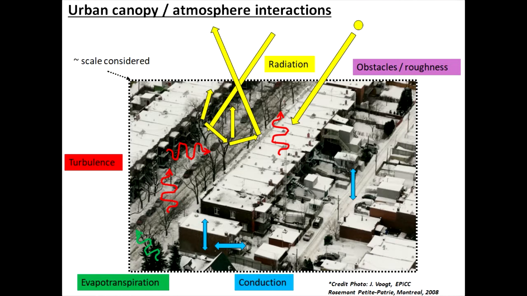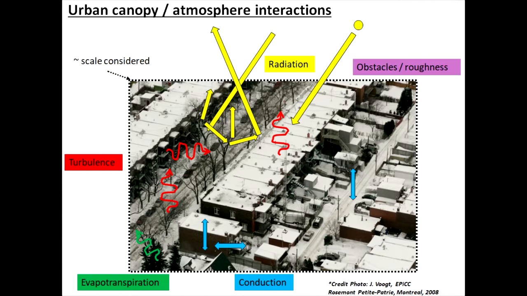This is a way to represent how we deal with the physical processes in the urban area. So this is about the scale we consider in the model. There is no exact limit of the scale, but basically we use a grid spacing of 100-200 meters.